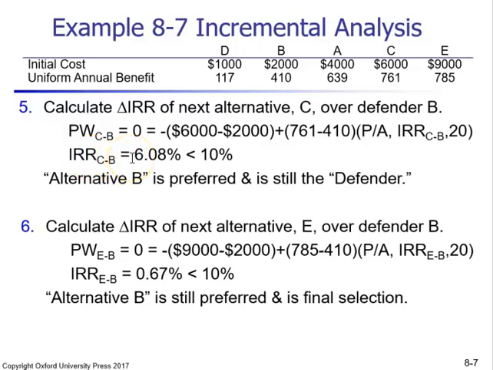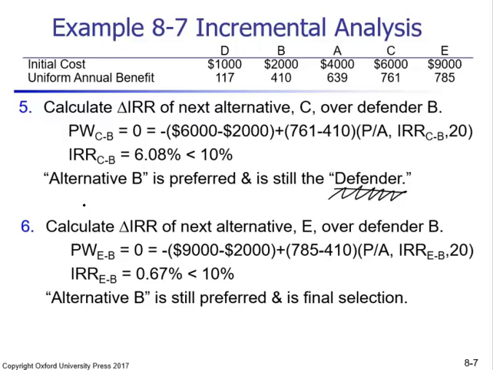The same logic that I said. If you have $4,000 more, don't put it into that project. Just go and put it in the bank. It gives you 10%. And so again, still B. Alternative B is preferred and still is the defender.